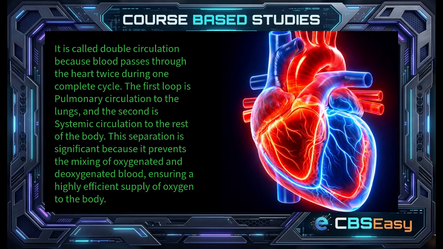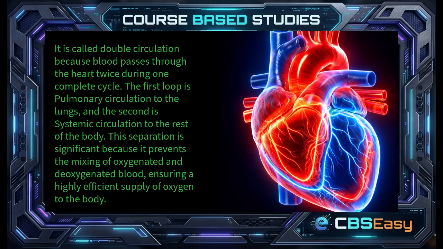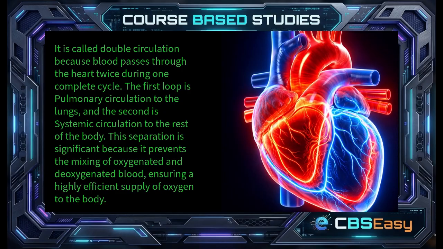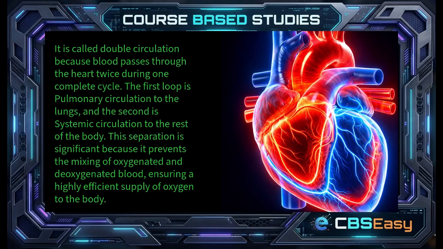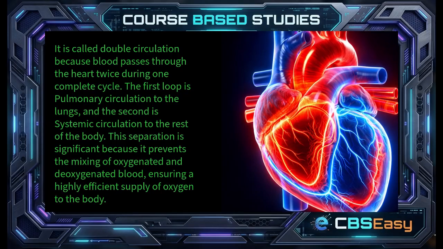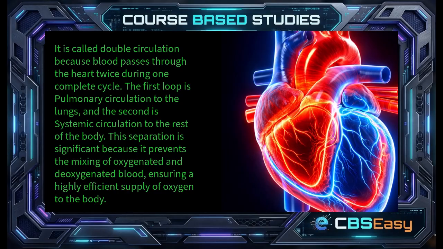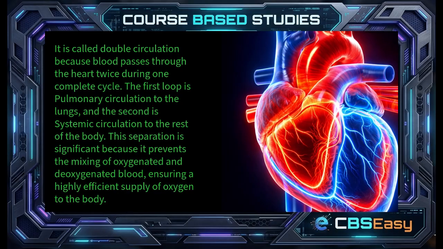The first loop is pulmonary circulation to the lungs and the second is systemic circulation to the rest of the body. This separation is significant because it prevents the mixing of oxygenated and deoxygenated blood, ensuring a highly efficient supply of oxygen to the body.